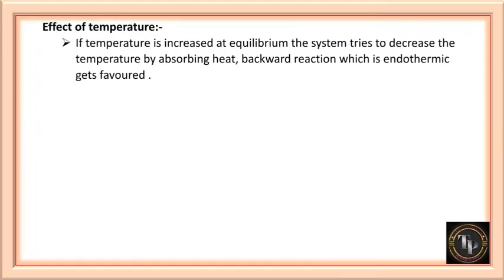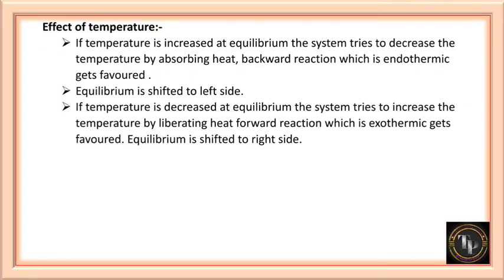See, if temperature is increased at equilibrium, the system tries to decrease the temperature by absorbing heat. Absorbing heat means an endothermic process, and the backward reaction is endothermic. Therefore the backward reaction is favored. If temperature is increased, equilibrium shifts to the left side. If temperature is decreased at equilibrium, the system tries to increase temperature by liberating heat. Liberating heat means the forward reaction, which is exothermic, is favored. Equilibrium shifts to the right side. Very important.